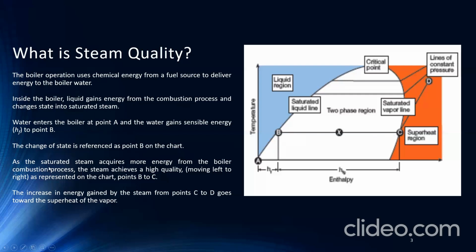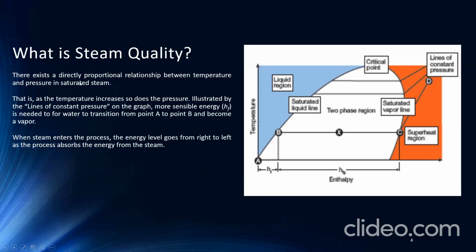As the saturated steam acquires more energy from the boiler combustion process, this steam achieves a high quality, moving left to right, as represented on the chart from B to C. The energy increase gained by steam from point C to D goes towards the superheat of the vapor. So yan ang definition ng steam quality.